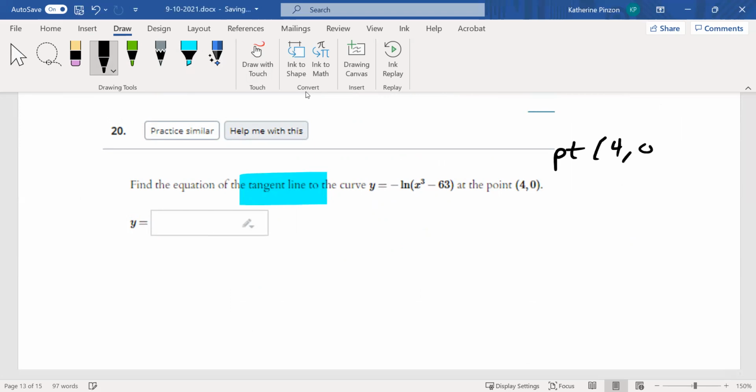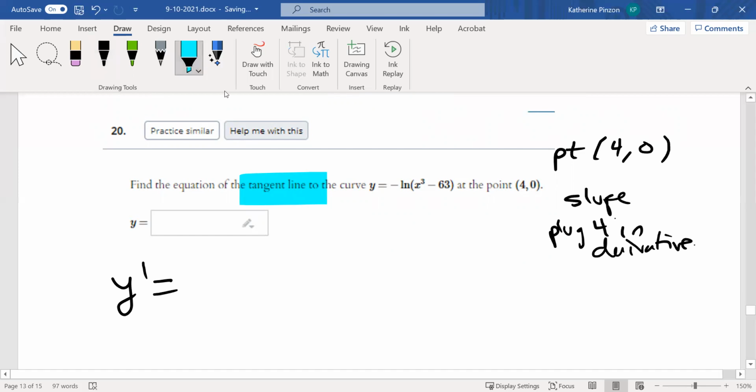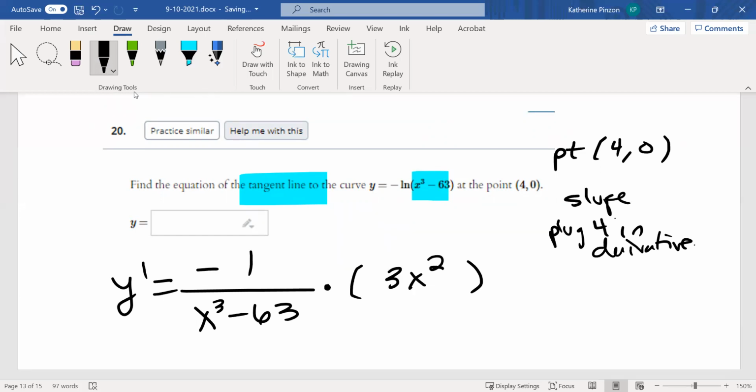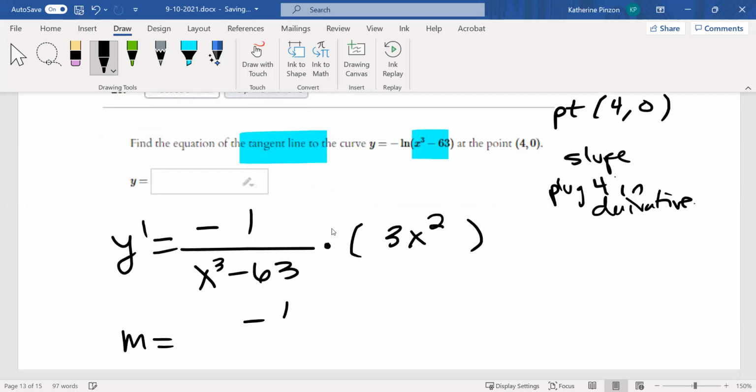Okay, if I know the point is 4, 0, then to find the slope, what do I do? Plug 4 into what? Not the equation. In the derivative, yeah? To find the slope, you plug 4 in the derivative. So I have to start by taking the derivative of this guy. Derivative of natural log of something is 1 over something. This was negative in the front, so negative 1 over something times the derivative of the inside, 3x squared. To find the slope, I'm going to plug 4 into this equation, sorry. Negative 1 over 4 cubed minus 63 times 3 times 4 squared. Negative 48.